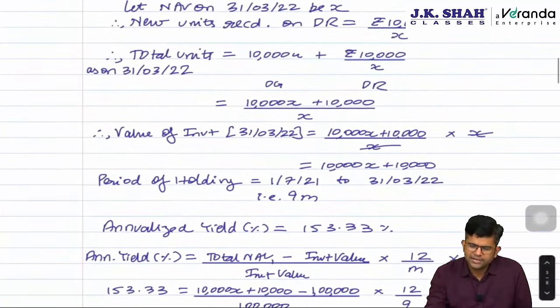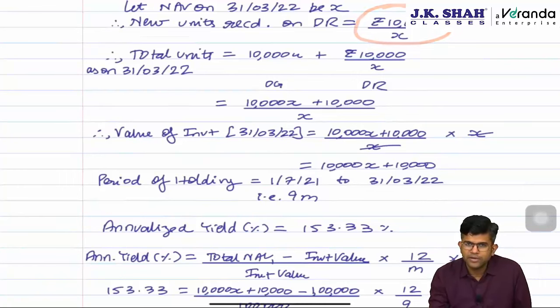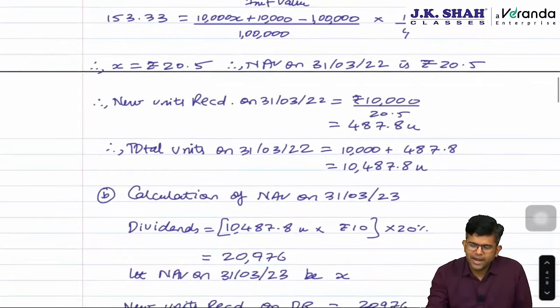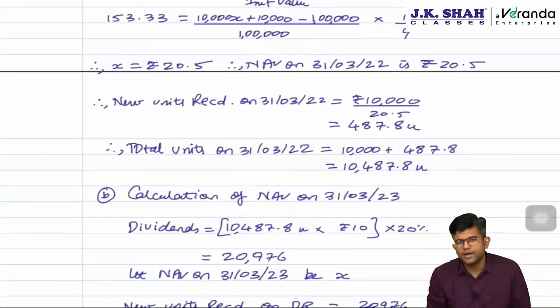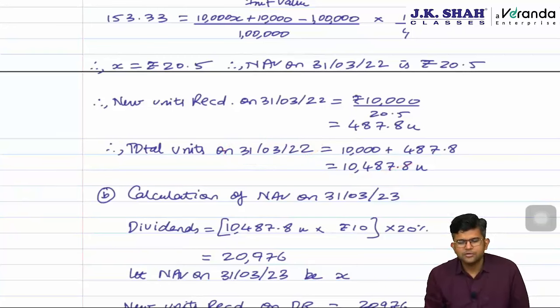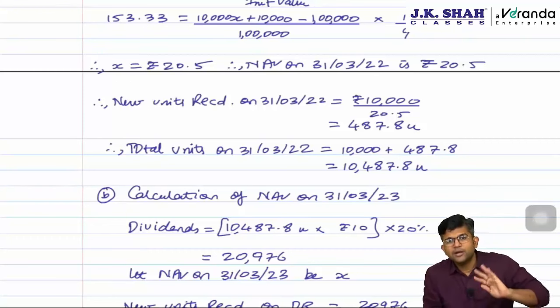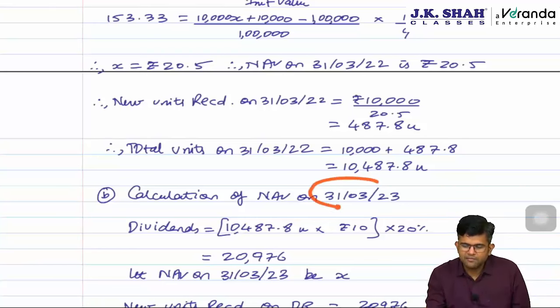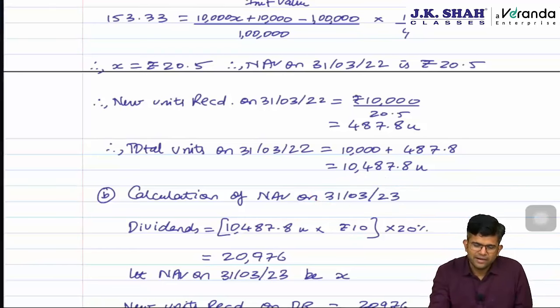Once you get x, do you realize you'll also be able to know how many new units you received? 10,000 rupees dividend at the rate 20.5 NAV, can I say new units you must have received is 487.8, and the total units therefore on 31/3/22 is 10,487.8. Now I hope you all are alert that from 10,487.8 to 11,296.11, that jump will happen on this date when the second dividend is given.